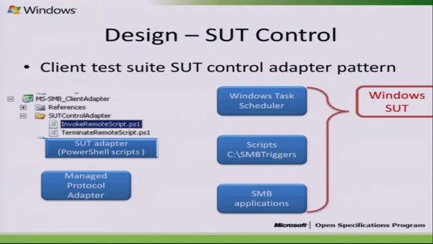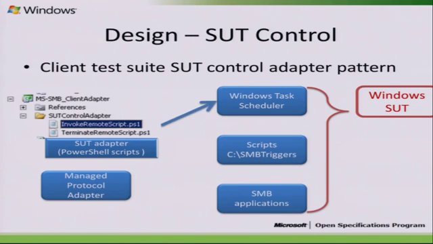The left side is our test suite, which includes two components. One is the SUT adapter, which means we will use this component to control the SUT. And the lower part is our protocol adapter, which is similar to other test suites. And the right side is the Windows SUT. We will drive the Windows task scheduler component to invoke the scripts which are pre-configured on the SUT. And those scripts will invoke the SMB Windows services. Then the services will send the request and receive the response.